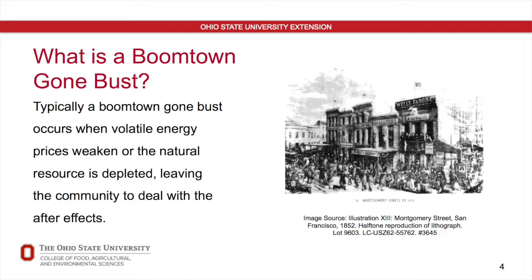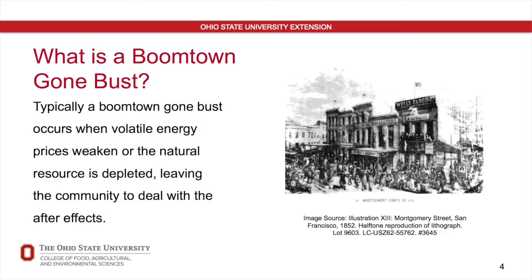Typically, the bust of an economy occurs when volatile energy prices weaken or the natural resource is depleted, leaving the community to deal with the after effects. For example, early in 2016, when the cost of oil dropped to around $30 per barrel, energy companies reduced production or in some cases discontinued production altogether, leaving less revenue for local governments and fewer jobs for local residents.